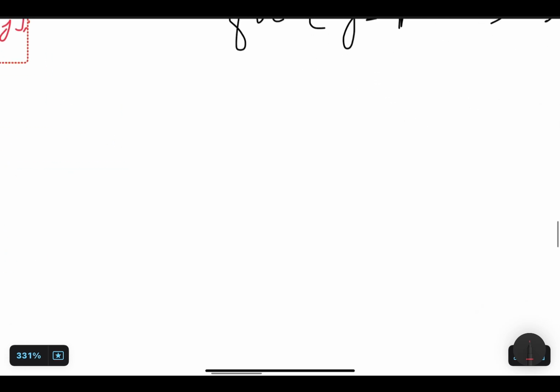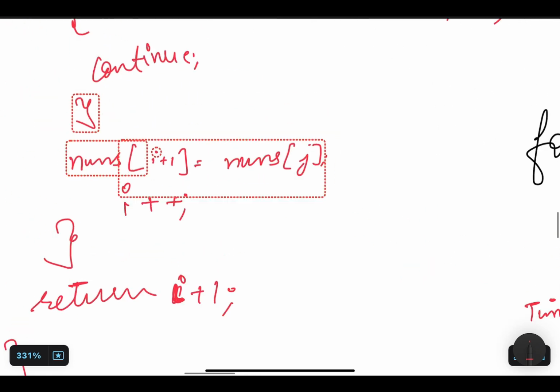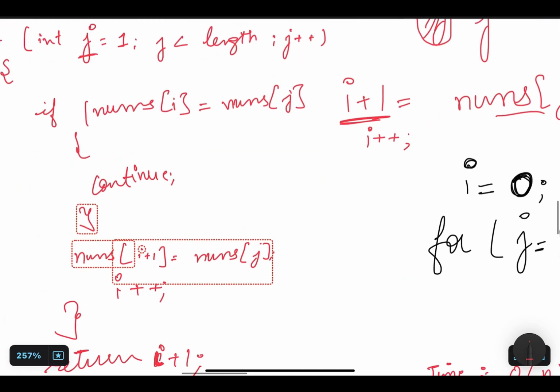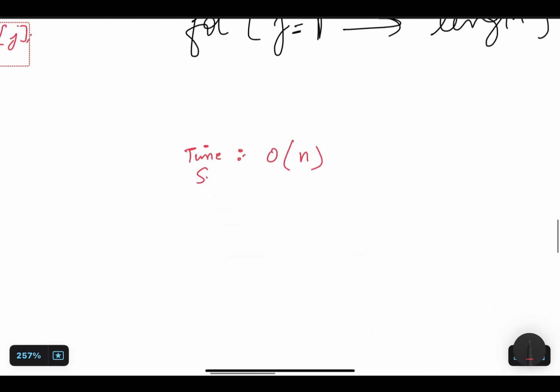Now let's see the time complexity. What time complexity do you see here? It is just O of n, because we are just traversing the elements of the array once. Okay, and space complexity here is O of 1 because we are not using any additional space.